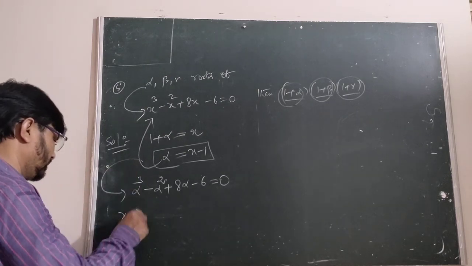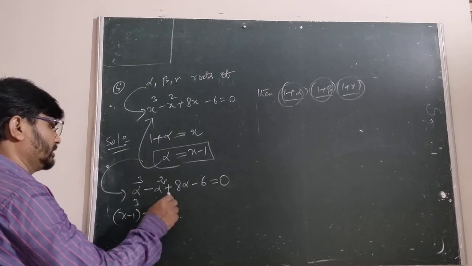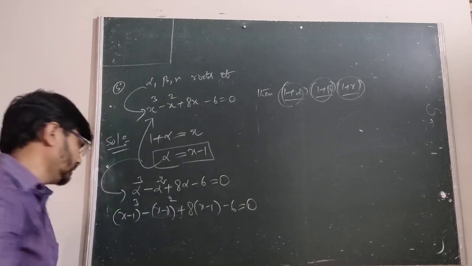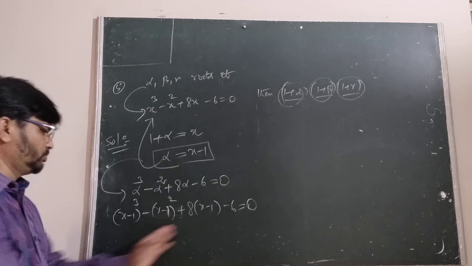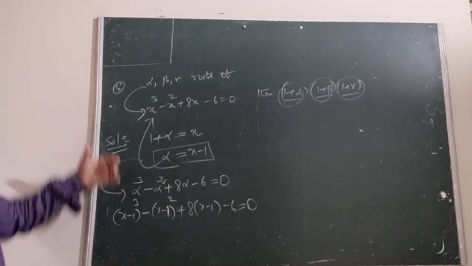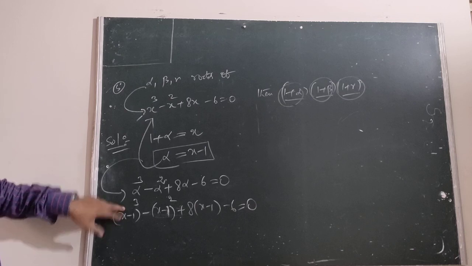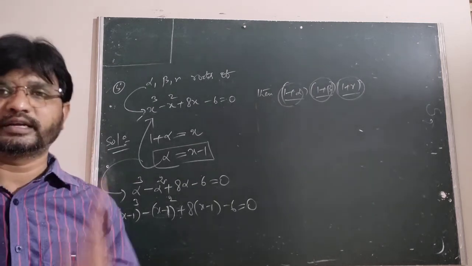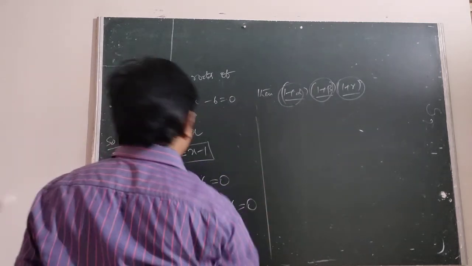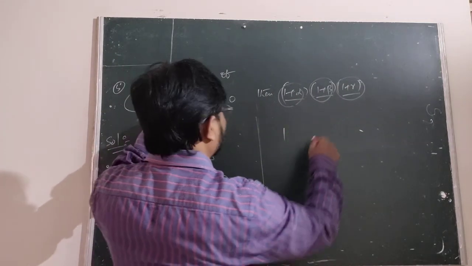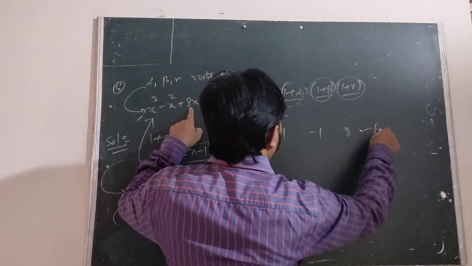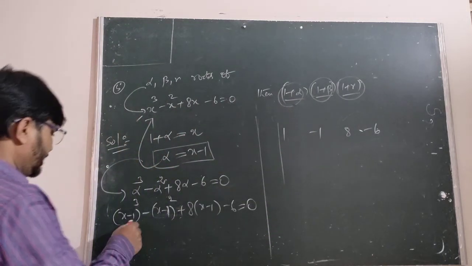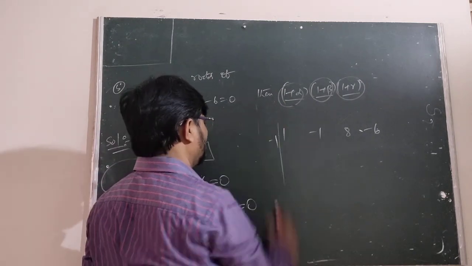This is x minus 1 whole cube minus x minus 1 whole square plus 8 into x minus 1 minus 6. So here a minus b whole cube, a minus b whole square is one of the methods. Suppose this is f of x, it is f of x minus 1. We know there is a substitution or Taylor's or Horner's rule. We take the coefficients 1, minus 1, 8, minus 6. Each term is contained. Therefore here minus 1 is the h value.